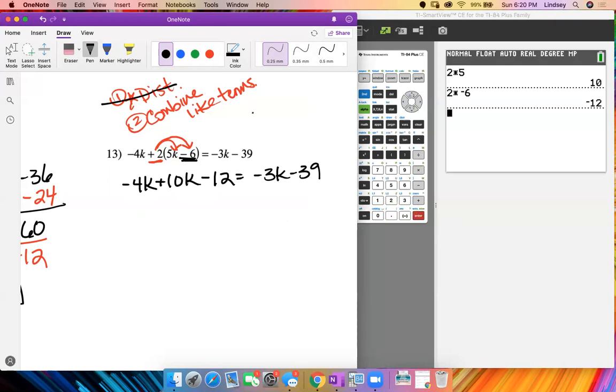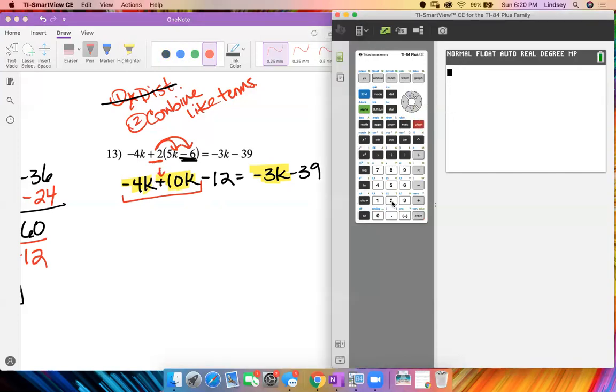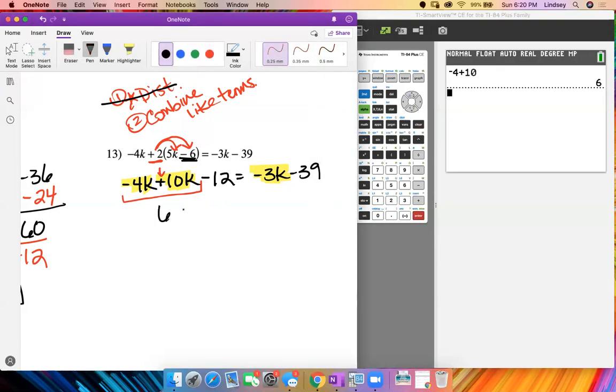Now I need to combine like terms. Okay, once again, I have terms that are the same on one side, and I have terms that are the same on the other side. Okay, you have to combine the ones on the same side first. So when they're on the same side, we just do whatever operation it tells us to in between them. Okay, so that's negative 4 plus 10, which is 6. So I have 6k minus 12 equals negative 3k minus 39.